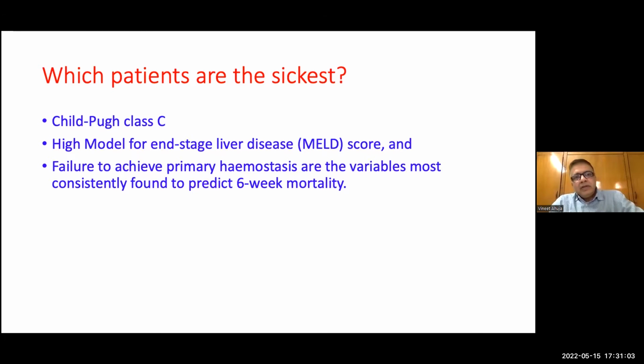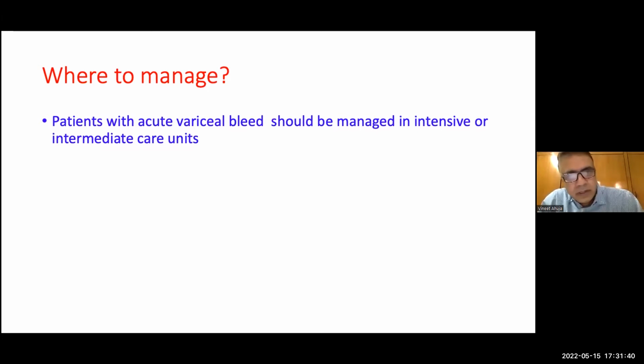Now, which among these patients are the sickest? If a patient comes with variceal bleed, has Child class C or a high MELD score, or there is failure to achieve primary hemostasis with endoscopy, then these three variables have been consistently found to predict 6-week mortality. This information should be very useful because the moment a patient comes, you can triage by calculating the Child class, the MELD score, and knowing how the patient responded to endoscopy. You then know what the further course is going to be.